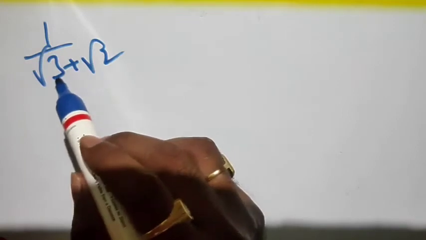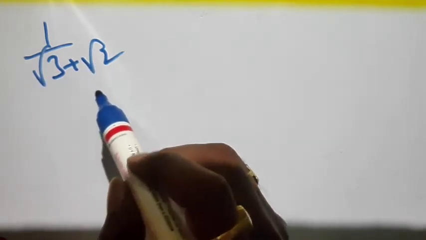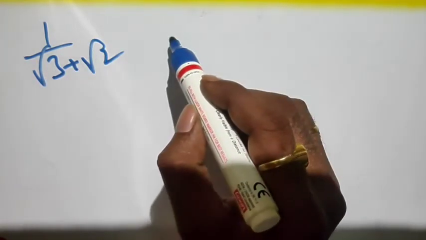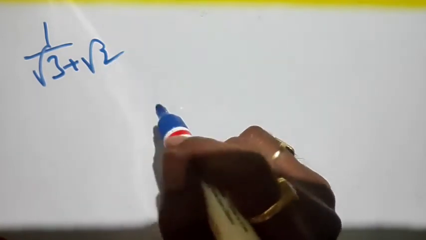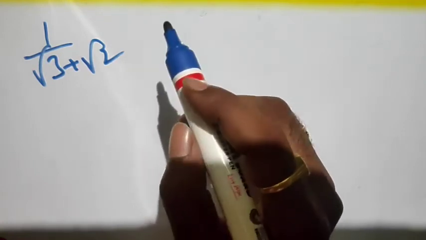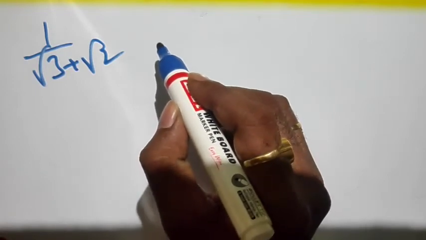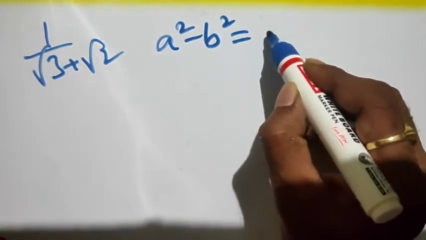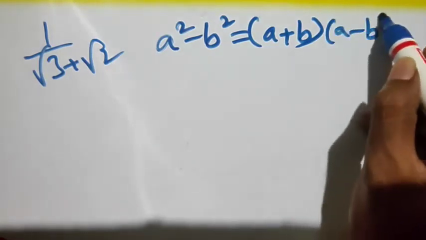The denominator has a compound surd. The order of the compound surd is 2. Then how to rationalize? What is the RF of root 3 plus root 2? In this case, we use one formula. For this type of second order surds, the RF is possible by using one formula, that is a square minus b square. What is the formula of a square minus b square? It is a plus b into a minus b.